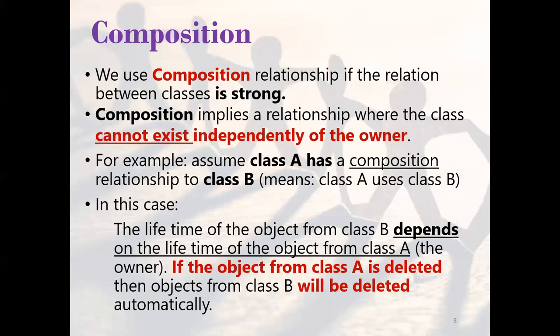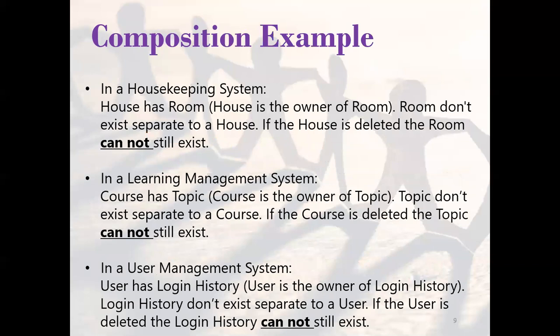The existence of class B depends on the existence of class A, the parent. For example, in the housekeeping system, a house has rooms. House owns rooms, and rooms don't exist separate to a house, obviously, right? And if the house is removed, then the rooms should be removed too. A room cannot exist without a house.